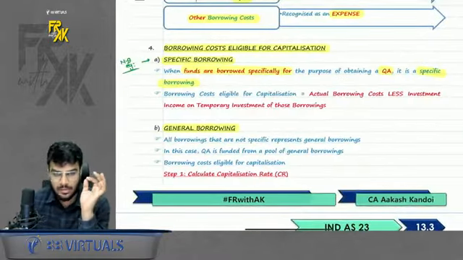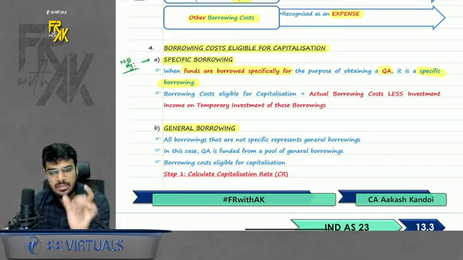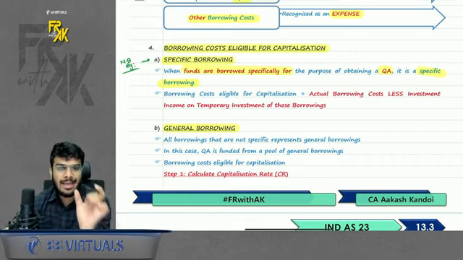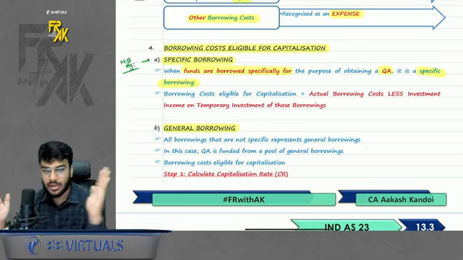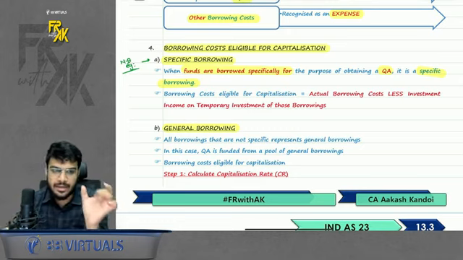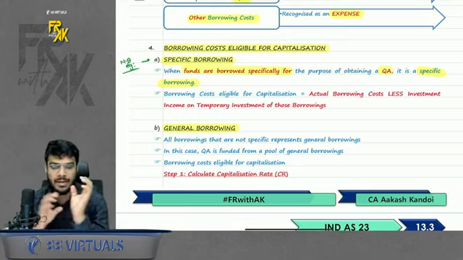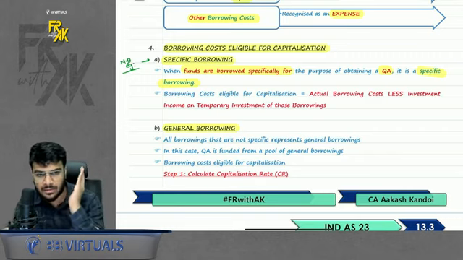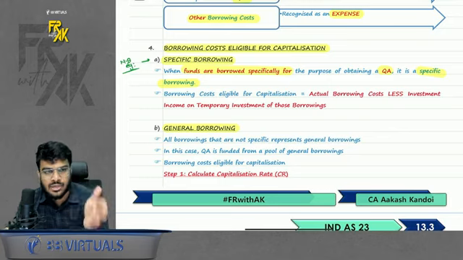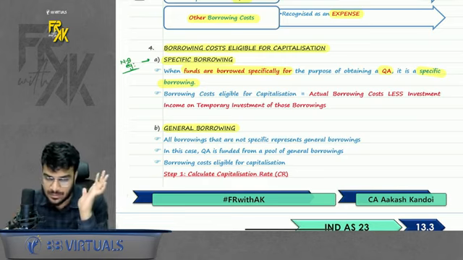In case of specific borrowing, let's say for example you took a borrowing today. In specific borrowing, never see when you utilized the funds. Just check the capitalization period. When did you start the construction? When did you end the construction? During that period, the full interest you can capitalize. In general borrowing, we see how much expenditure we have spent, but in specific borrowing, we will not see that. You will just see when you started the construction of the qualifying asset and when you ended it. During that tenure, the whole interest you can capitalize.